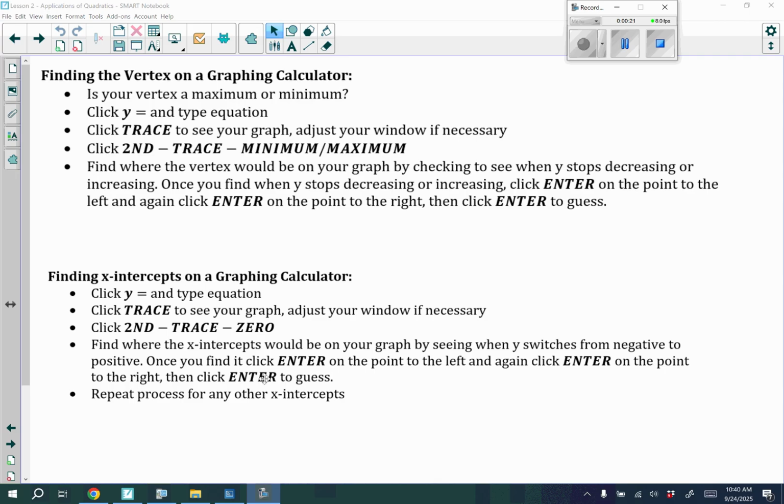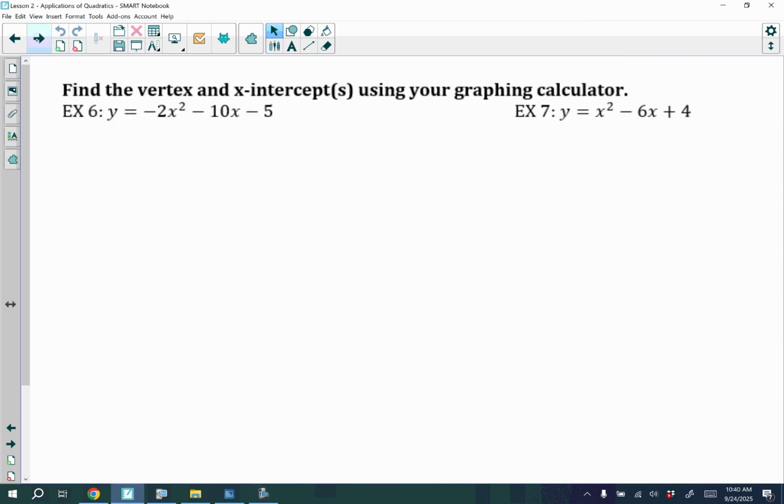So definitely, if you forget how to do this at home, go back into your notes and read the instructions and follow them. Okay, so let's go ahead and look at our problems here. We're going to find the vertex and the x-intercepts using our graphing calculator. Let's do example 6 together.